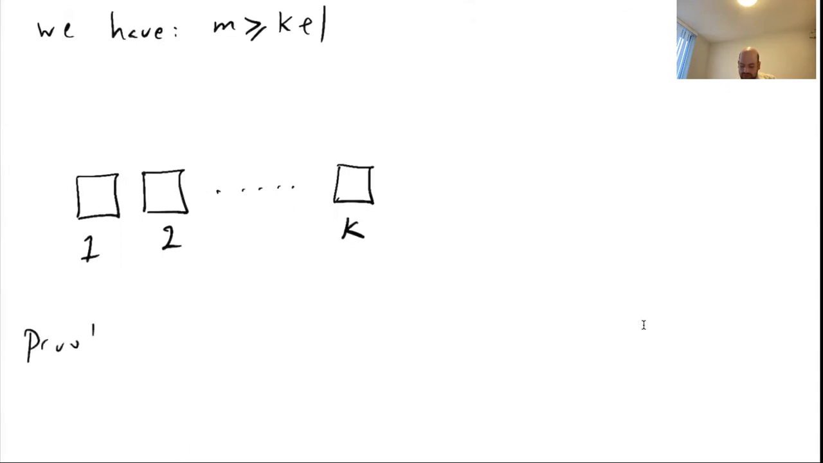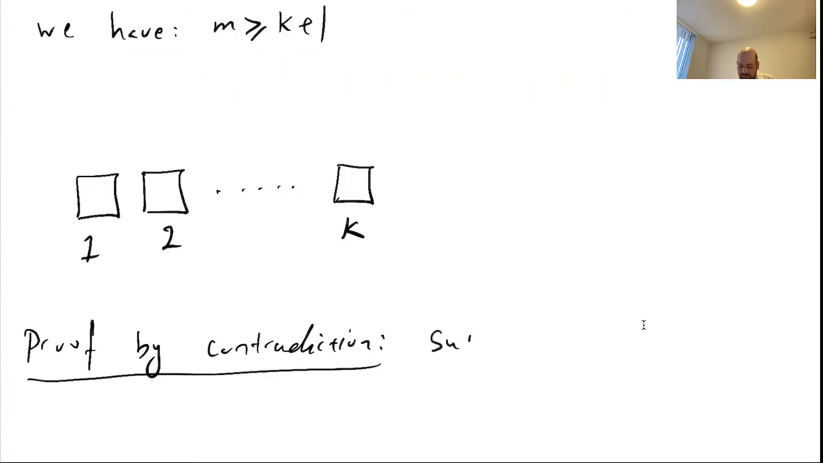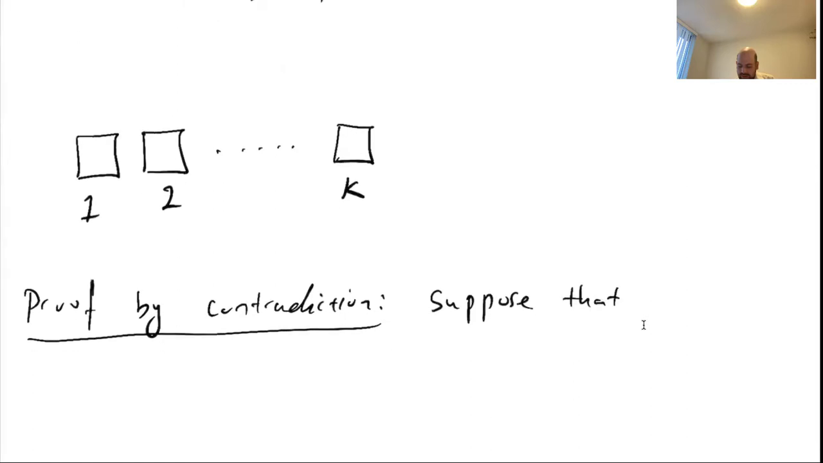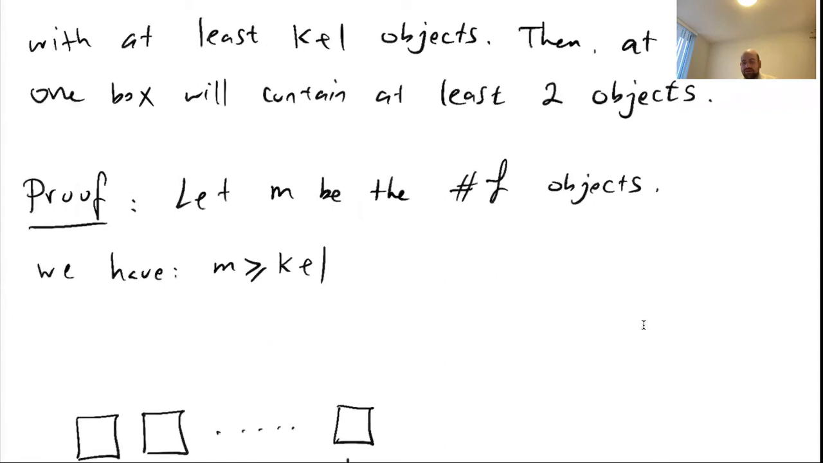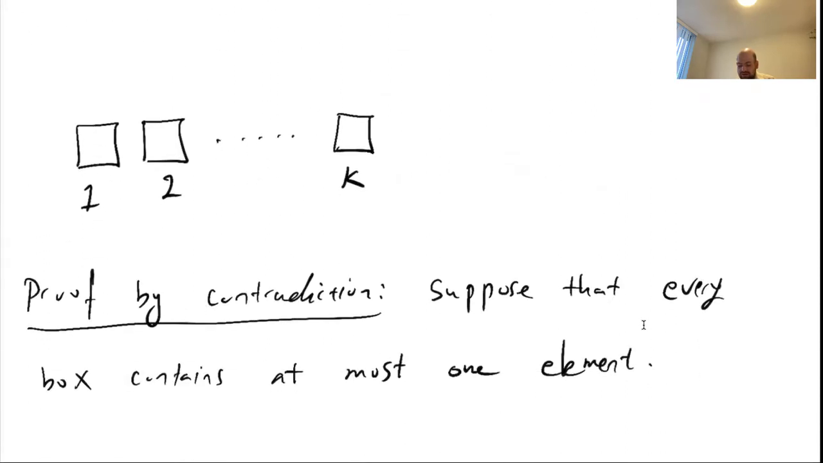So I want to do a proof by contradiction. Suppose that every box contains at most one element. I want to show that at least one box contains at least 2 elements. So if this is not true, then every box that I consider has at most 1 element, because even if one box has 2 elements, then I get what I need. So the only way that I won't get what I need is if every one of these k boxes has at most 1 element.